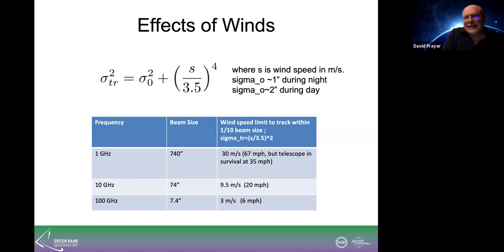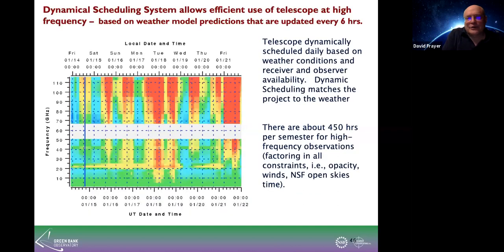Now, how do we schedule? We'll hear later in the workshop how we do scheduling. We have this dynamic scheduling system, and it is truly dynamic. Tony runs it every day in the morning, and a new schedule comes out. And typically you can have 24 hours to 48 hours advance notice of your observations being scheduled.